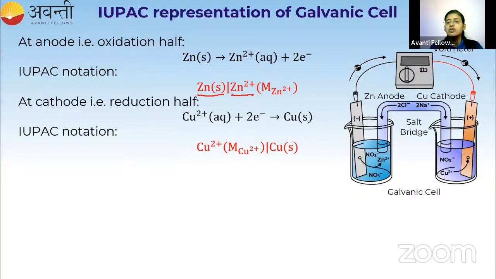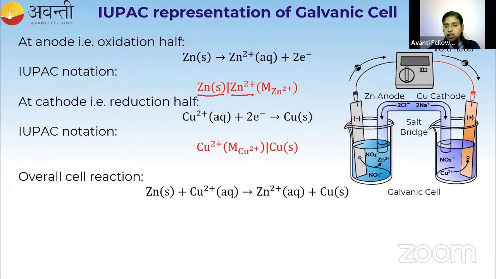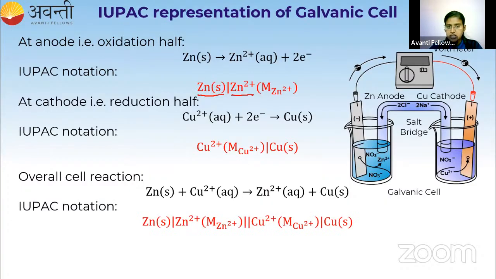Now I have to connect these two to write the overall cell reaction. Got it? This is the reaction for which I am going to write the IUPAC representation. So write the oxidation half reaction notation, then the reduction half reaction notation, and put double vertical parallel lines to separate those two half reactions. So this is the IUPAC notation to represent a redox reaction.